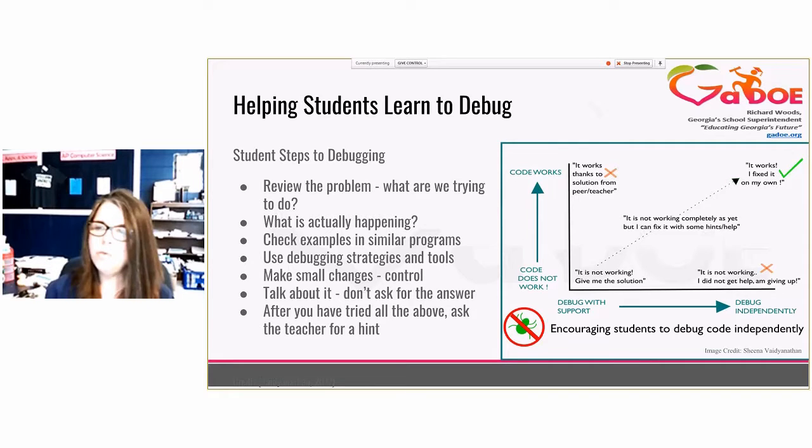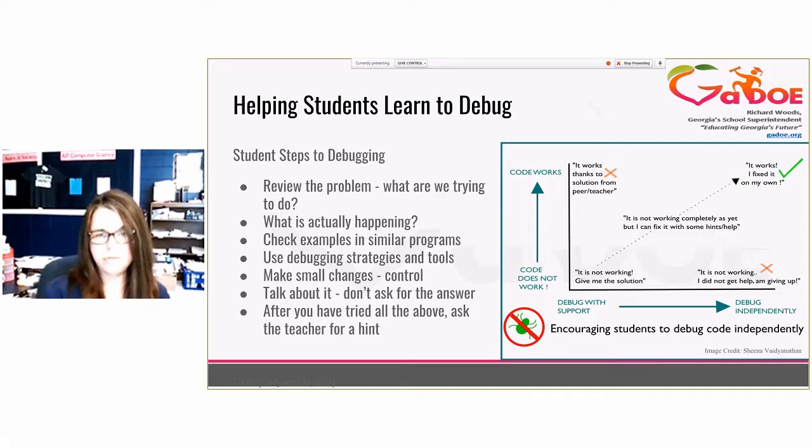So depending on the kid, we'll get to the teacher's role next, but we want to give them steps to try. So before you ask me to just give you the solution, review the problem. So back to our problem solving steps. Make sure you know what you're trying to do. What is this program supposed to achieve? And they should be able to state that. And then, what is actually happening now? So what's working, what's not working? What did you do? Did you make a change? Have them go through these steps.